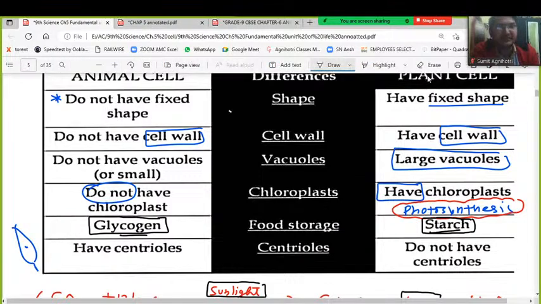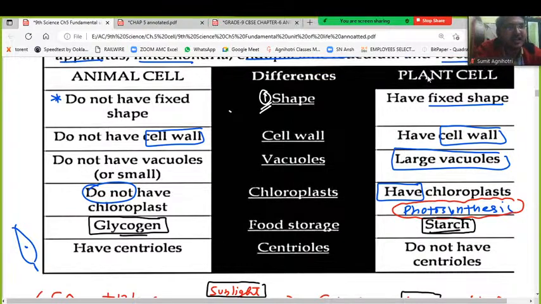How can we differentiate from shape? If we differentiate with the shape, we can say that animal cells do not have a fixed shape, but plant cells have a fixed shape. The second point is on the basis of cell wall. How will you define on the basis of cell wall? Cell wall is not present in animal, but it is present in plant.